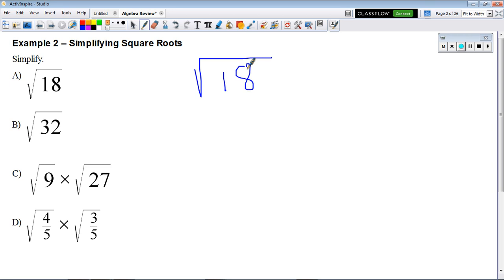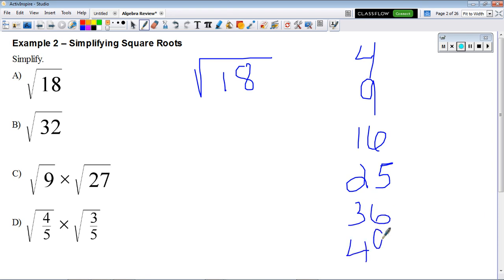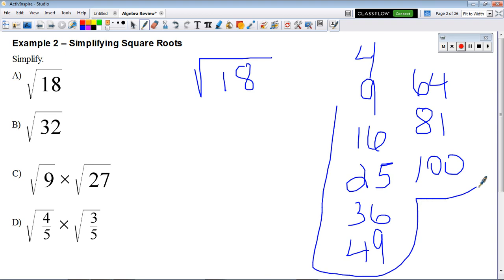So we would have 4 as a perfect square because the square root of 4 is 2, and then we would have 9 as a perfect square because the square root of 9 is 3. 16 is a perfect square because the square root of 16 is 4, and 25, 36, 49, 64, 81, and 100 are some others. And one of the things that I'm looking at when I go to do this is, what is the biggest perfect square that I can divide into the number that's inside the square root?